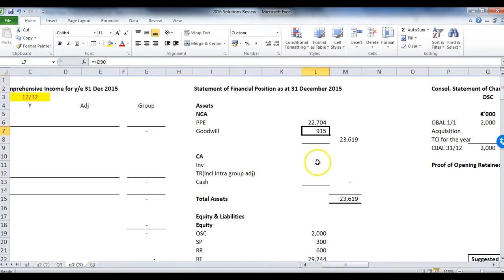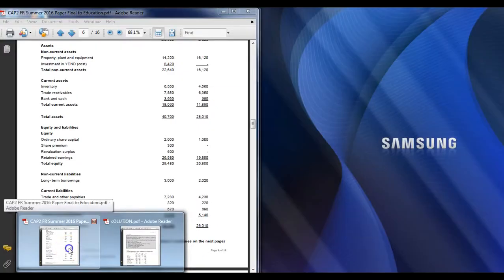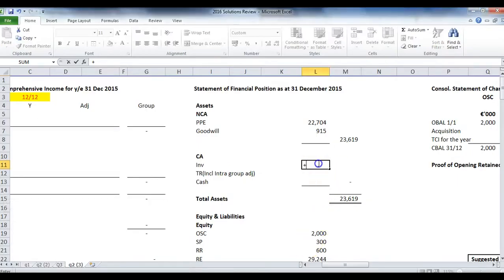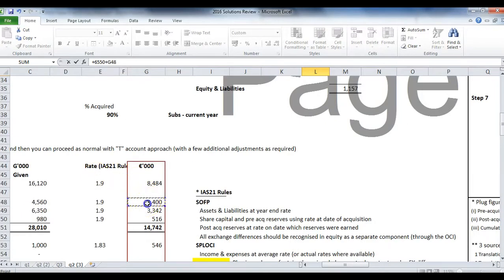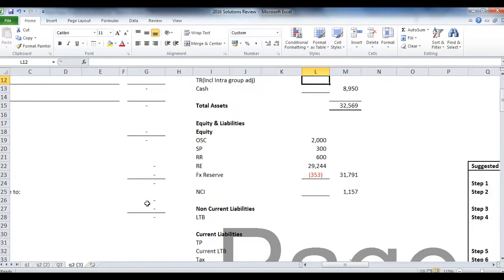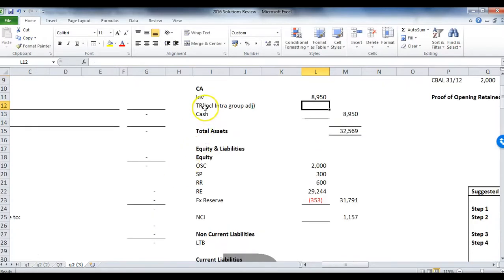Okay. Similarly for inventory, it's the same approach. You take the parent from the question, which here is 6550, plus the retranslated balance sheet 2400. Now, I've put a note here to the examiner, include intergroup adjustment, so they know that I haven't just forgotten it, and I might reference here Journal 6. So there's no point in doing a big T account out. It's only one adjustment. You'd be a lot quicker to do it here.